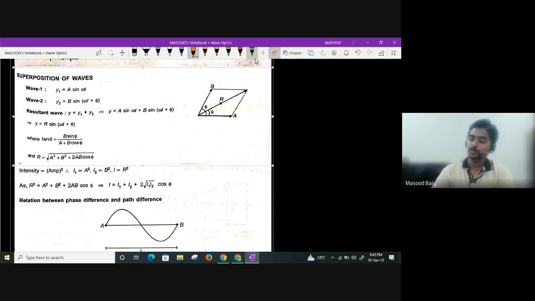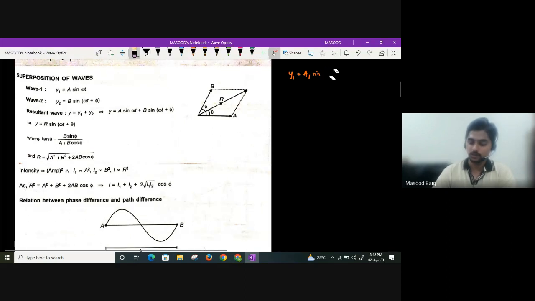Whenever they superimpose on each other, one wave you can take as y1 equals a1 sine omega t, or omega t minus kx, because we are talking about a wave. The displacement of a particle in a wave varies with both position and time. Oscillations vary only with time, but a wave varies with both position as well as time. For y2, another wave, let us say it is a2 sine of omega t minus kx plus phi, guys.